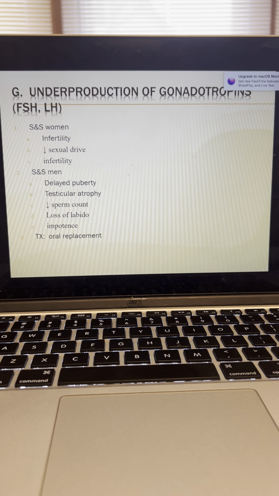Underproduction of gonadotropins. For this particular one, the first one is not going to be infertility, but menstrual irregularities. Decreased sexual desire, and then infertility. So those are for women. So menstrual irregularities, decreased sexual drive, and infertility. Signs and symptoms of men would be delayed puberty, testicular atrophy, decreased sperm production, loss of libido, and impotence.